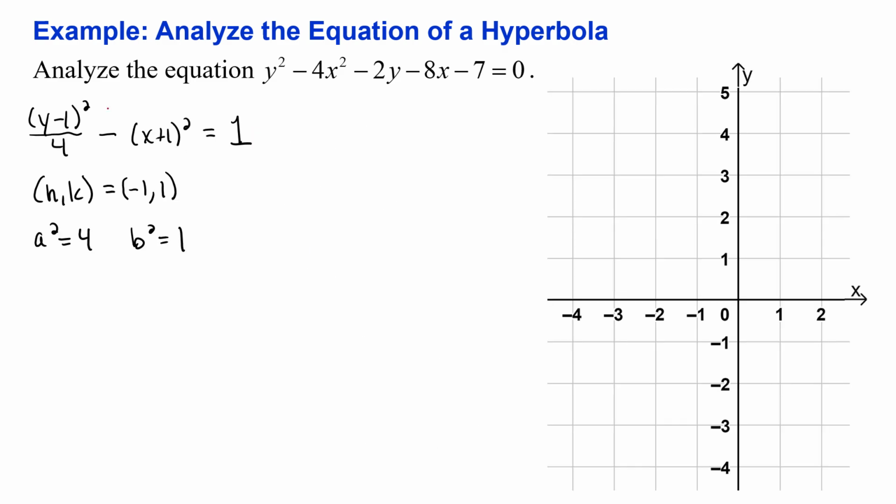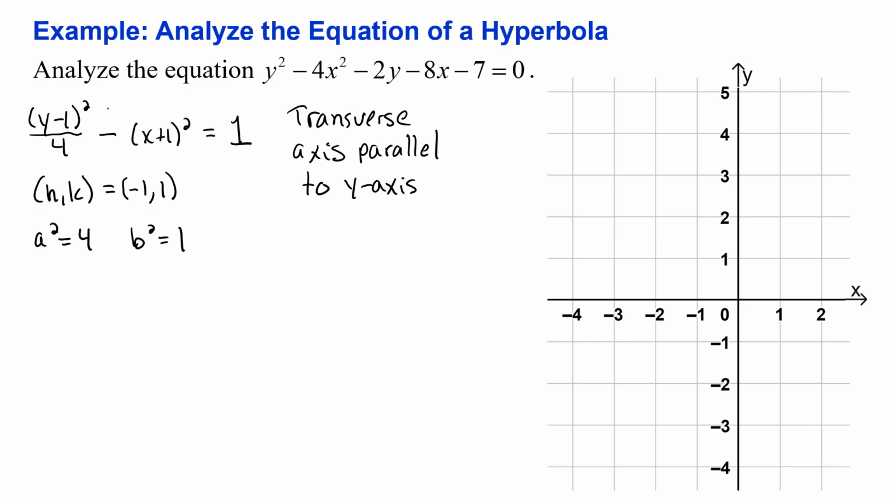So now that we have the equation in the proper form, let's go to a new page so we have some more room to write. Now, carrying over the equation and the information about the center and values of a squared and b squared, let's note that since the x squared term is being subtracted and thus the y squared term is being added, the transverse axis is parallel to the y-axis.